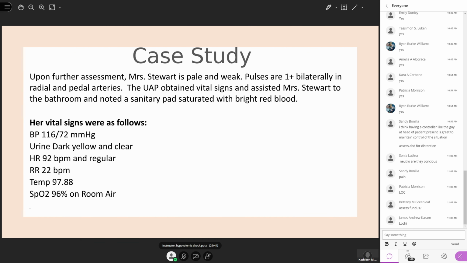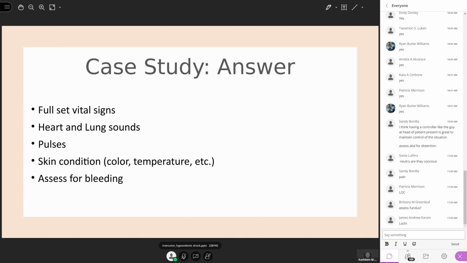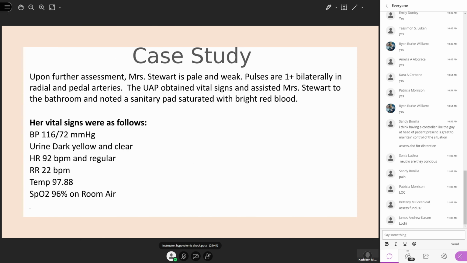Let me just. All right. So hold on. I feel like I've missed our full set of vitals. Okay, so here we are. So now you've done that. You've done the vitals. You checked for bleeding. You've assessed her lung sounds, of course. Upon further assessment, she becomes pale and weak, and now her pulses are 1+ bilaterally. The clinical tech obtains vital signs and she goes to the bathroom, and she notices that the sanitary pad is bright red blood, and these are her vital signs.